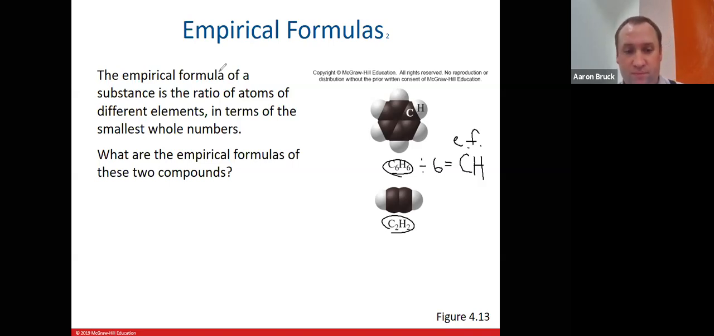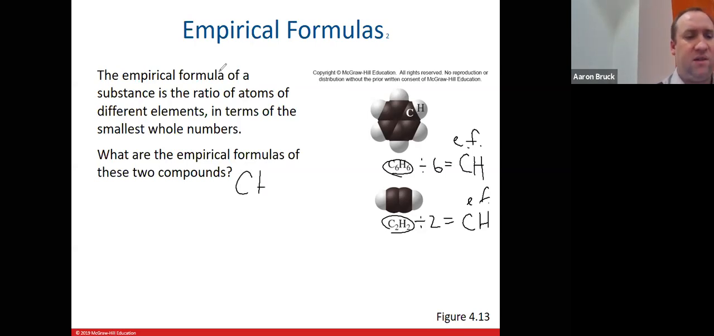CH. Now in the second example, C2H2, both of those numbers are divisible by 2. So if I divide each subscript by 2, I get the same empirical formula of CH. So in both cases, CH is the empirical formula for those compounds.